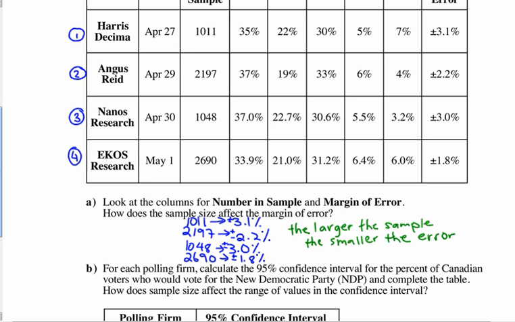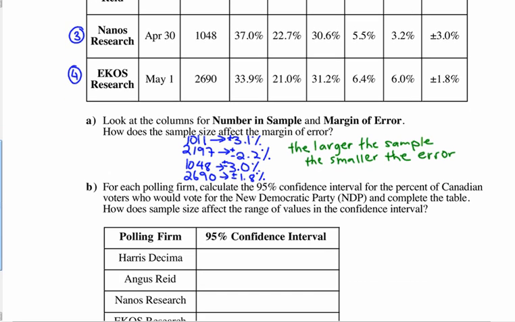And why is that? Well, the larger the sample we take, the more like the population it's going to be. So if I just sampled our class, there's a huge error in that. If I sample all of Edmonton, it's going to be a smaller margin of error because it's closer to the actual population of Canada.